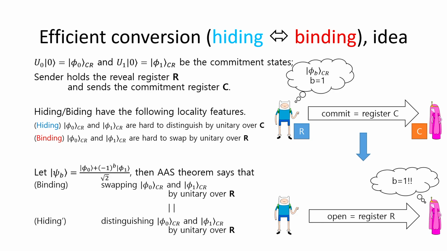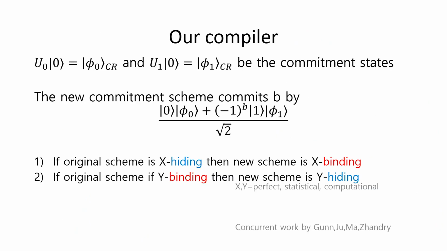The idea and the proof idea are actually simple, but let me skip them. Our compiler is like this. If our base commitment constructs phi 0 and phi 1 as commitments of 0 and 1, then the new commitment scheme is just like this, changing only the roles of C and R. It works by swapping hiding and binding. And there is also a concurrent work recently.